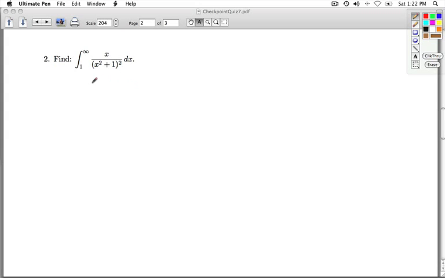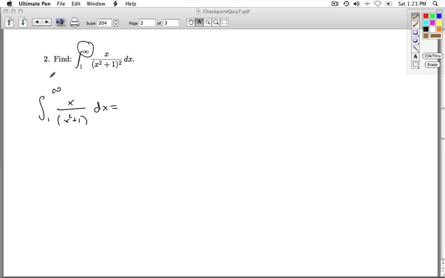Okay, now we're on number 2. We're given this integral to evaluate. This is one of those improper integrals. We can spot that immediately because we have an infinite limit there. So the first thing you do with improper integrals is to rewrite them as the appropriate limit.